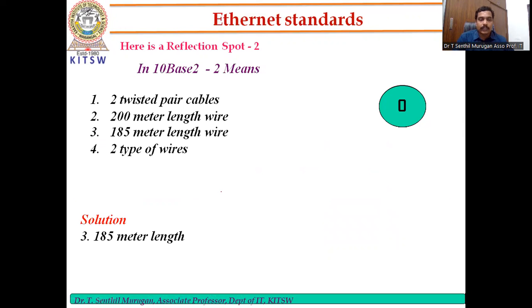Good. So the answer is 185-meter length. Normally, the 2 represents 200 meters, but in the thin coaxial cable, we are using a maximum 185-meter length. Okay. So if you are not able to identify the proper answer, again you will visit the previous slides, then you continue with this answer.